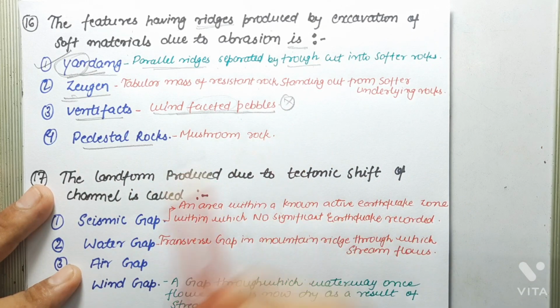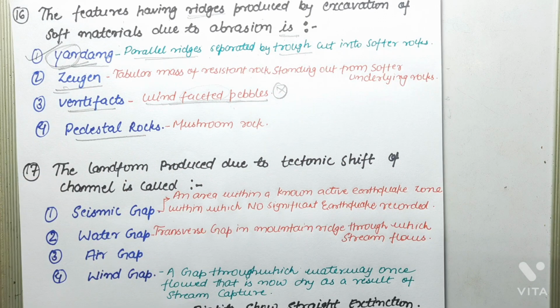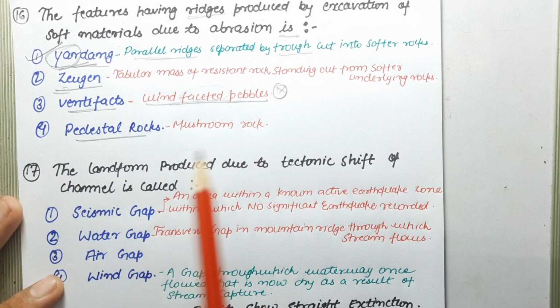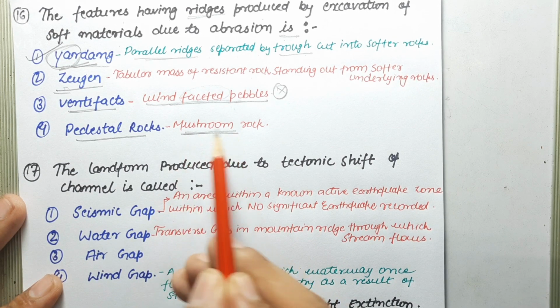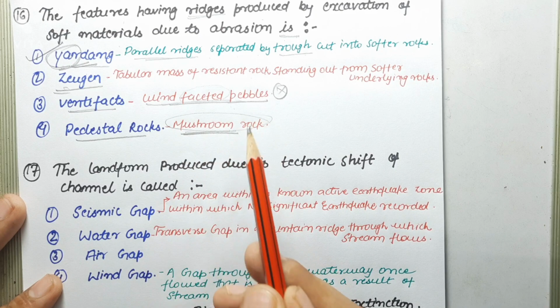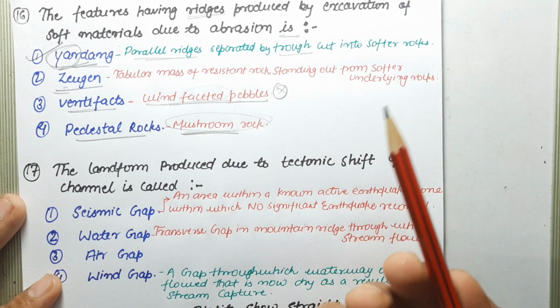Pedestal rock is a mushroom rock. Basically, these are residual masses of weak rock capped with harder rock, shaped by wind erosion into a mushroom shape, from where it derives its name, mushroom rock. So as far as the question is concerned, yardang is the correct answer.